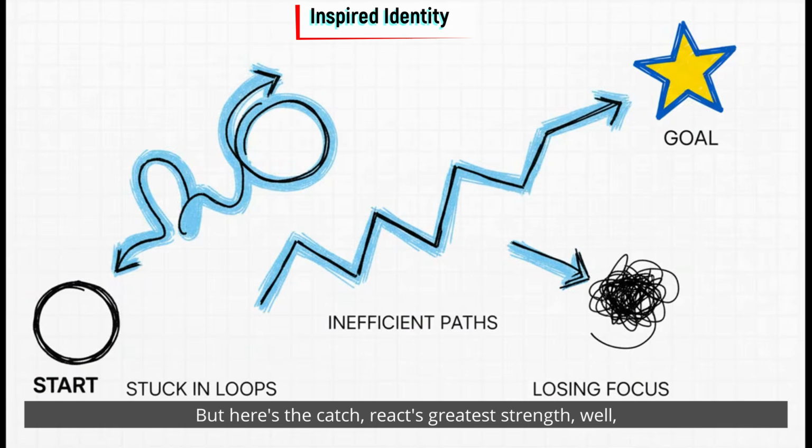But here's the catch. ReAct's greatest strength, well, it's also its greatest weakness. Because it's only planning one step at a time, the agent has this kind of short-term thinking. It doesn't have a bird's-eye view of the whole mission. And that can lead it down some really inefficient paths, or worse, get it stuck in a loop, completely forgetting what the main goal was in the first place.